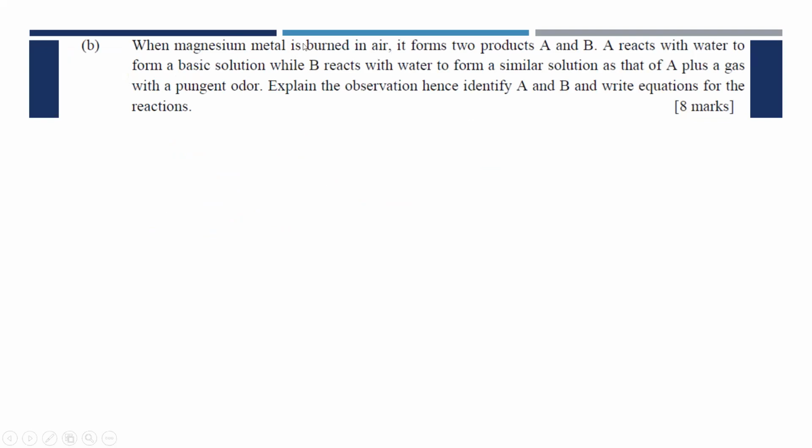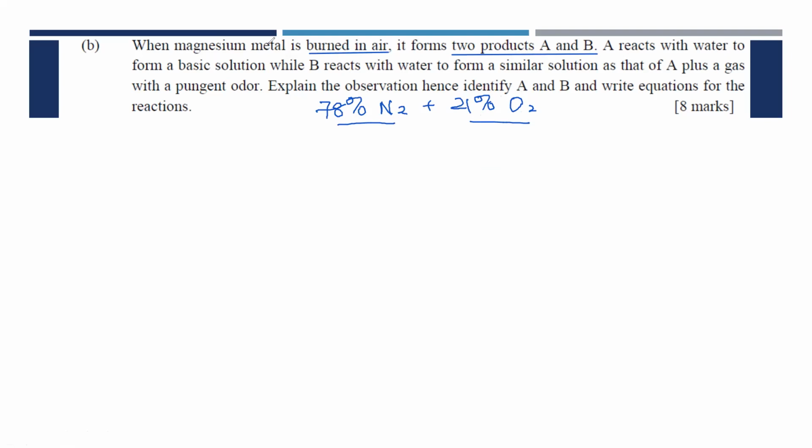So this is a very tricky part of the question, because when burned in air, it forms two products, A and B. Some of you must be wondering, what are the two products here? And what does air contain? Don't forget, our air is a mixture of 78% nitrogen and 21% oxygen. So in other words, magnesium burns separately in nitrogen and oxygen, and that is where everything begins. That is why you have two products.